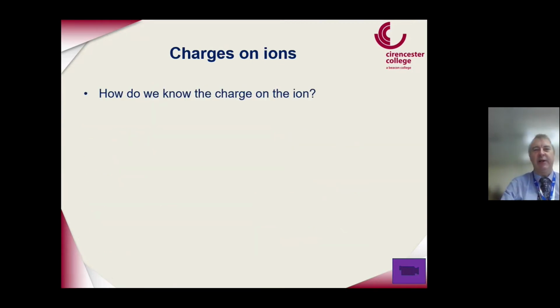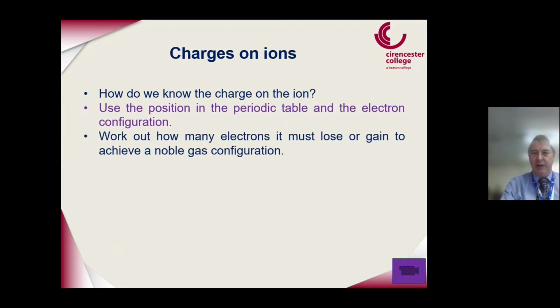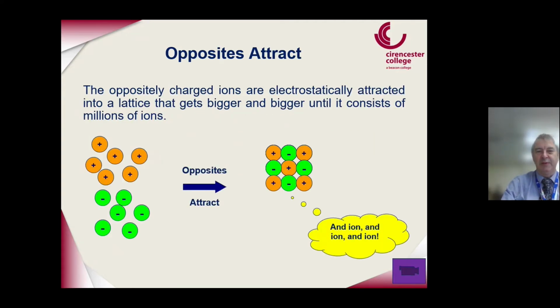So how do you know the charge on the ion? Well, use the position in the periodic table and the electron configuration, and you work out how many electrons it must lose or gain to become the same structure as a noble gas. That's the simplest form of it. That works well with the group 1 and group 2 metals, and it works well with groups 5, 6, and 7 of the non-metals, but not so well with transition metals, which we'll talk about later.